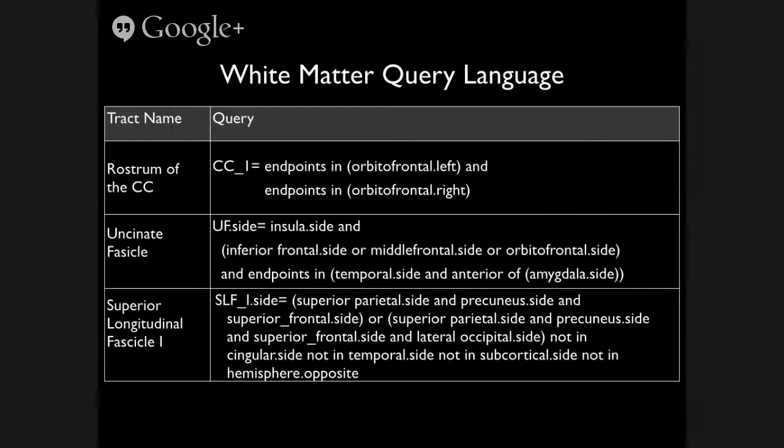And here we have some examples of how you can describe the rostrum of the corpus callosum, which basically connects the orbitofrontal gyrus, so connecting the endpoints in the left and the right. That's a very simple query. This is the uncinate, which you just saw before. And this is just to show how complex the rules can get. This is the superior longitudinal fascicle 1, which is the most medial of the 3 superior longitudinal streams according to the Makris taxonomy, which is completely different from the Catani taxonomy until last year, where Catani's lab published a Nature Neuroscience paper using these three.